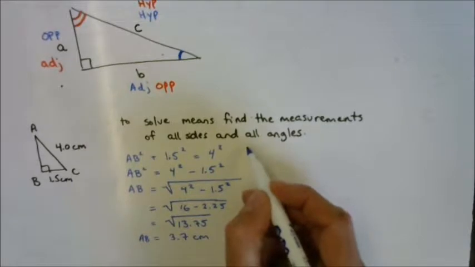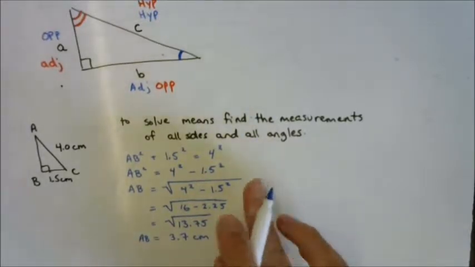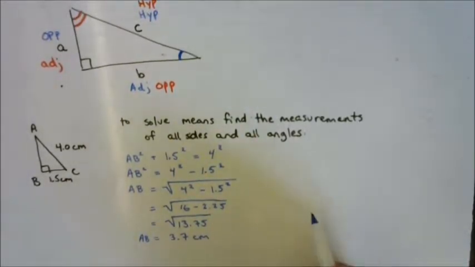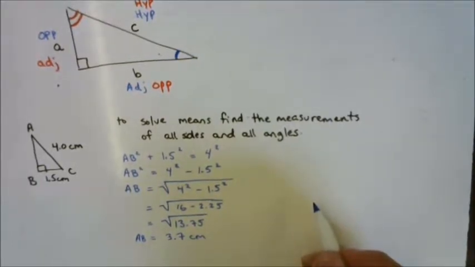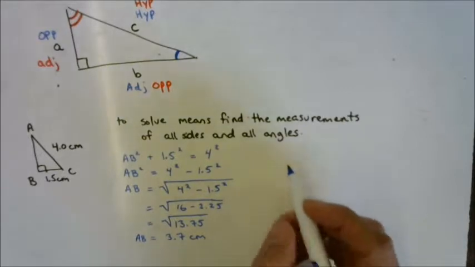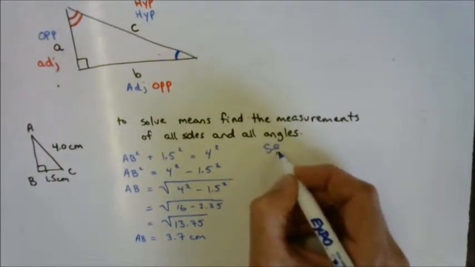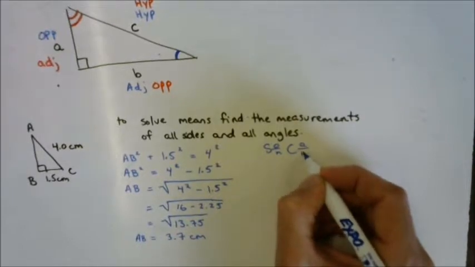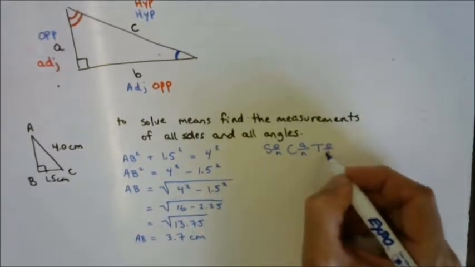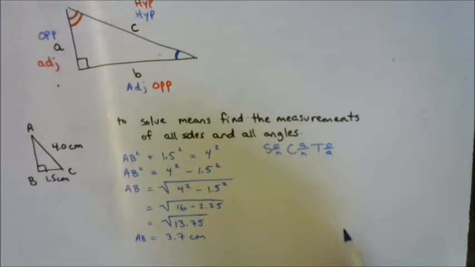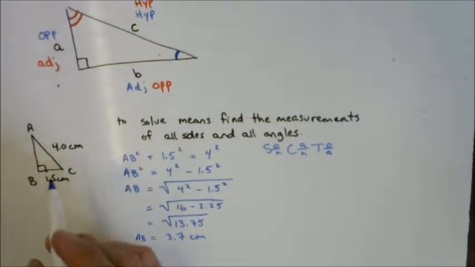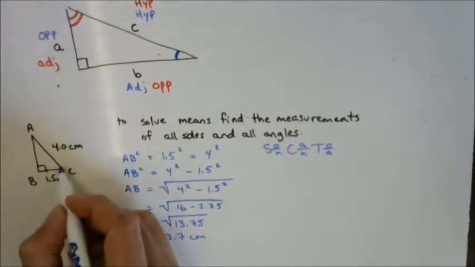But what about our angles? Do we have a tool that helps us get the angles in a right triangle? Yeah, the primary trig ratios, right? So, SOH CAH TOA. Okay? Well, let's look for angle C first, okay?